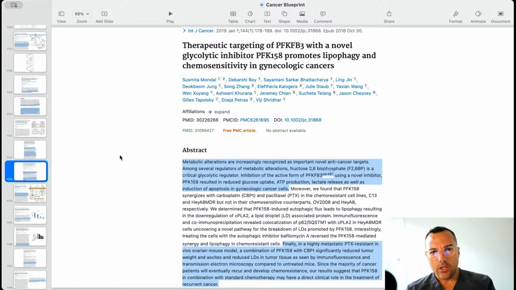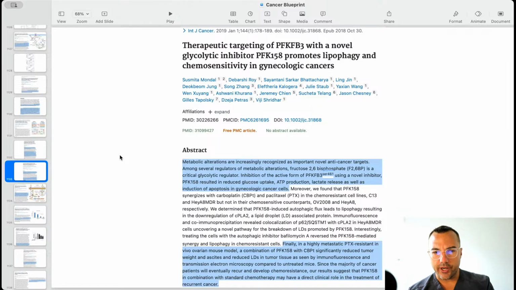Moving on. So there's another PFKFB3 inhibitor, and that was called PFK158. This paper was published in January of 2019: Therapeutic targeting of PFKFB3 with a novel glycolytic inhibitor, PFK158, promotes lipophagy and chemosensitivity in gynecologic cancers. And it says here that metabolic alterations are increasingly recognized as important novel anti-cancer targets.